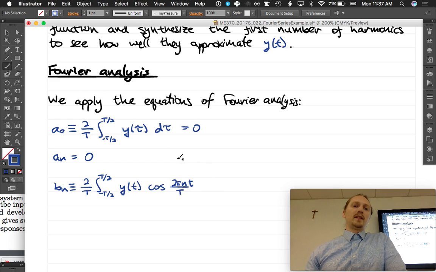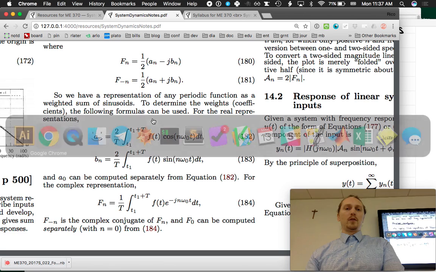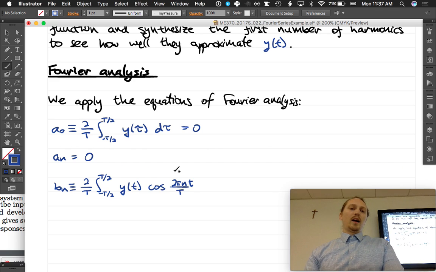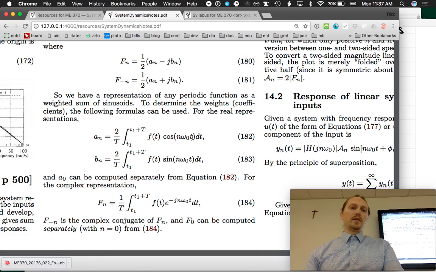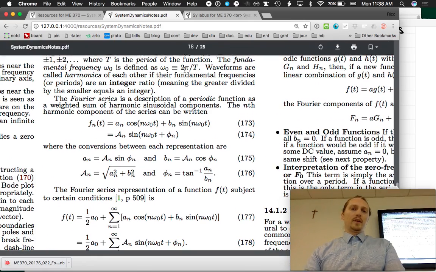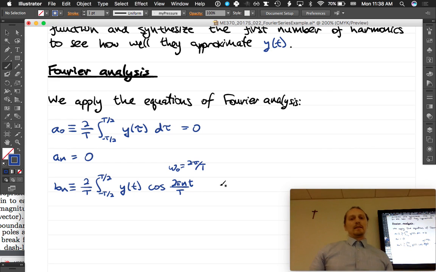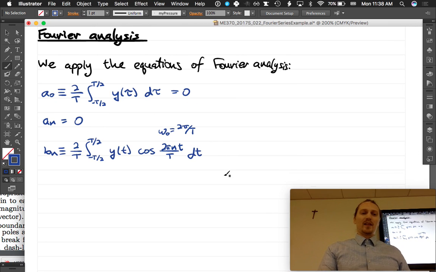In the formula it says n omega naught t, right? Instead of plugging in omega naught, I'm using the definition of omega naught, which was up here. This is 2 pi over T, right? So I just plugged it in: 2 pi over T. And then dt. I should use a dummy variable, but I didn't, so I'm not going to go back and do it. So we have that definition.